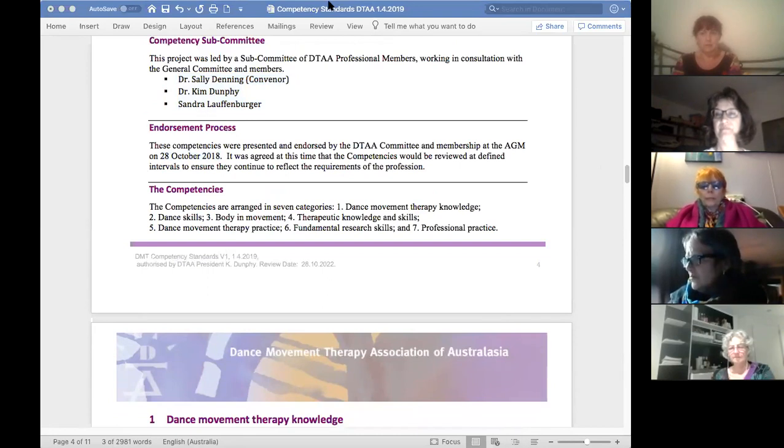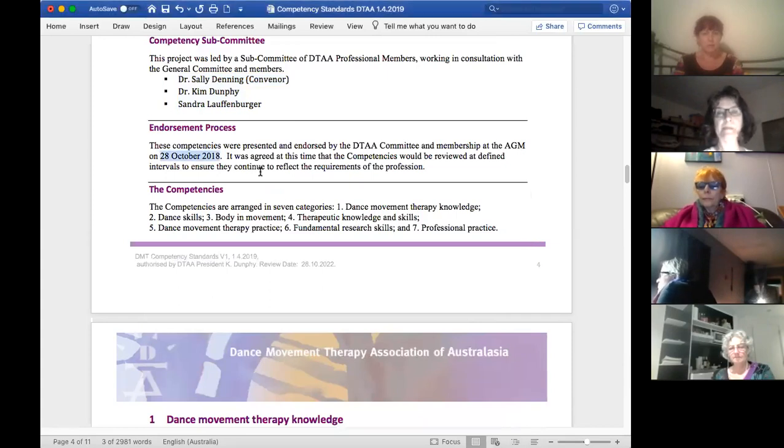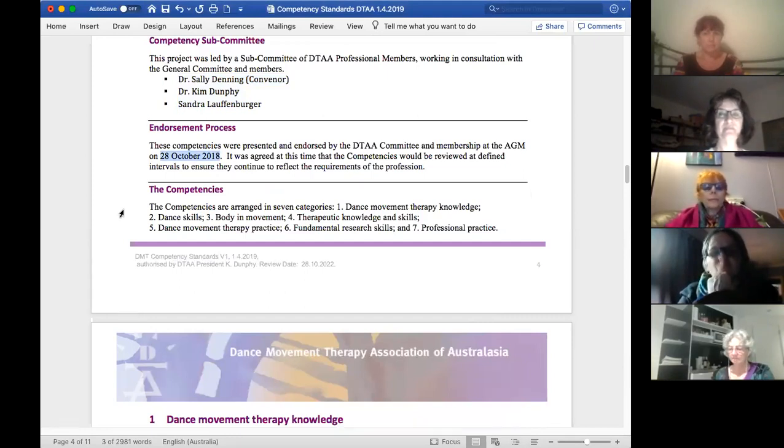And then the idea that these are not set in stone, that this is the first iteration of those, and we will continue to refine them so that they reflect the ongoing development of the profession, but also new ideas that come up in discussion with people across the profession and elsewhere. And then we've got 7 categories of competencies that we're going to introduce to you in the next little while.